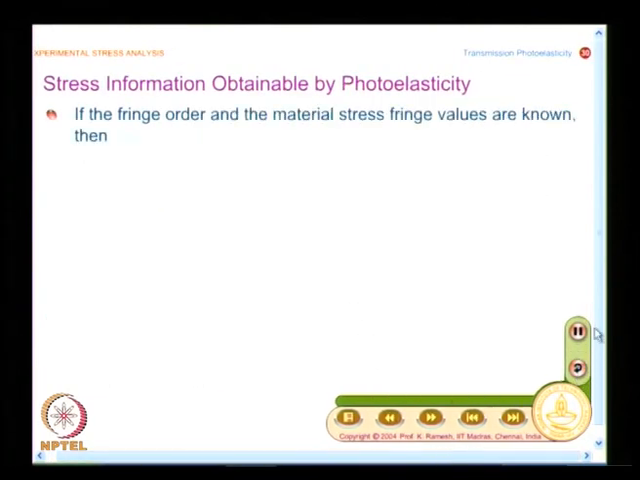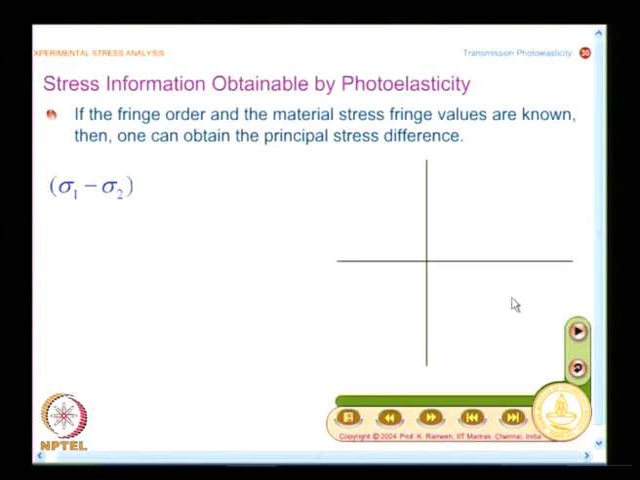So, what is the stress information obtainable by photoelasticity? Here for this discussion, we assume at a point of interest you know the fringe order. We have not yet looked at the fringes, how to find out the fringe order, what is the optical arrangement, all that we will take up later. Suppose I know the fringe order, I know the material stress fringe value, and I also find out theta, what can I do? So, I will go to the Mohr circle and look at what it is and take advantage of your knowledge of Mohr circle.